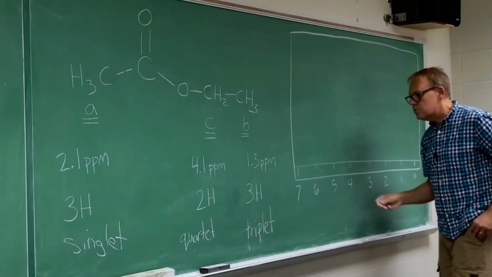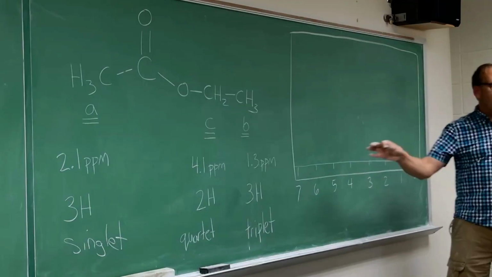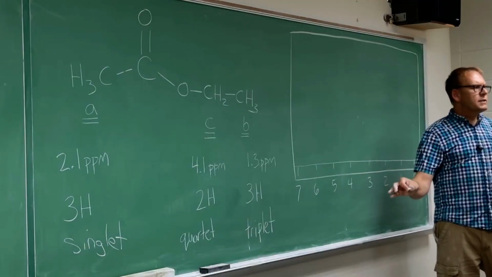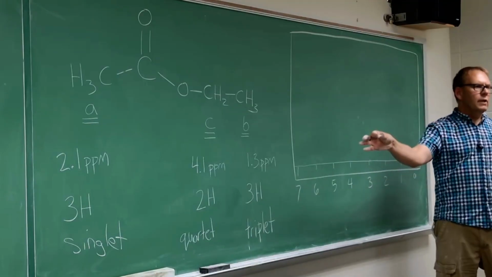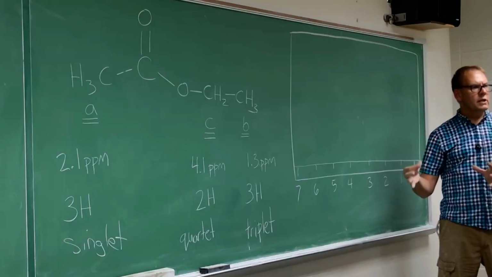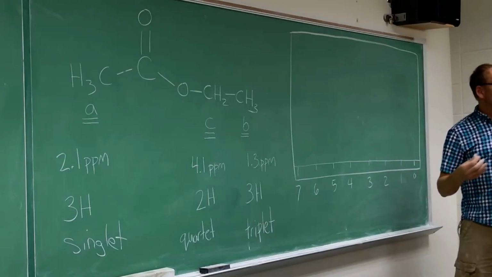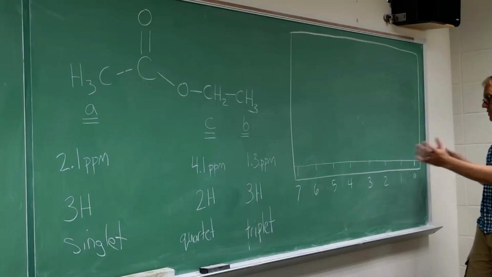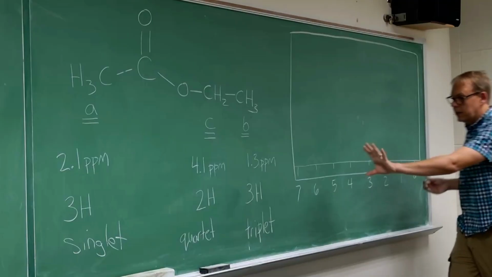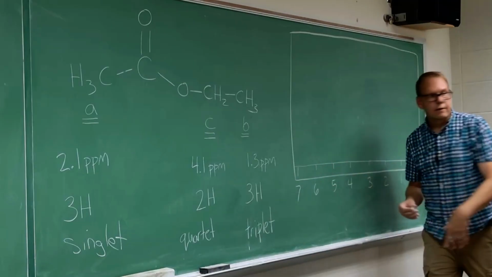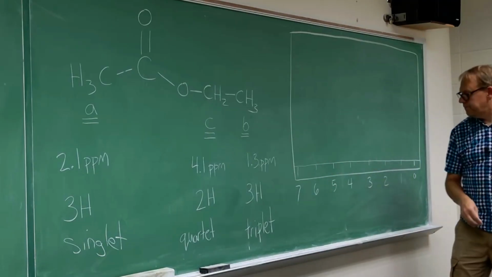The spectrum usually gets printed from 0 to 10. But if there aren't any peaks of interest in the far left side, it probably zooms in on the part of the spectrum where the peaks are so you can see them more clearly. So I'm just going to zoom in on this part of the spectrum right now. I'm not going to bother to draw 8, 9, and 10 because there's no peaks over there of interest.